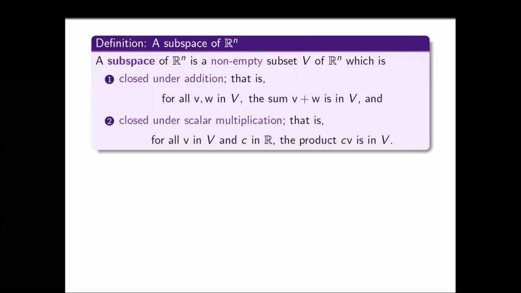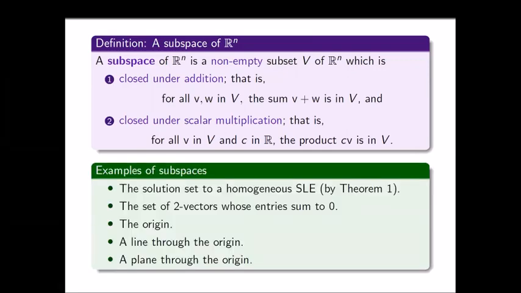So a subspace of Rn is a non-empty subset of Rn which is closed under addition and scalar multiplication. So it satisfies three properties. It has to be non-empty, and it has to be closed under addition and scalar multiplication. So here are some basic examples.